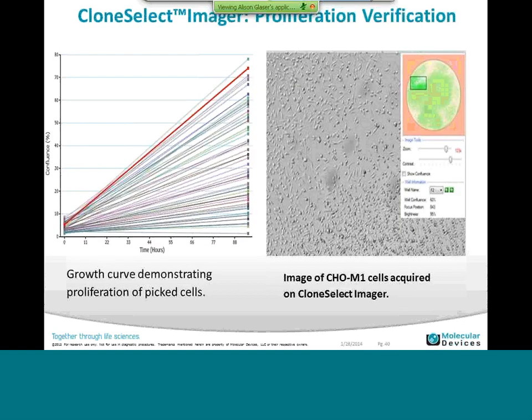Utilizing the CloneSelect imager, the clones that were picked from the ClonePix were deposited in 96 well tissue culture plates and imaged on the CloneSelect imager to verify transfer and also subsequent growth for 1 week after picking. The growth curve generated from the CloneSelect imager demonstrated proliferation of our picked cells.